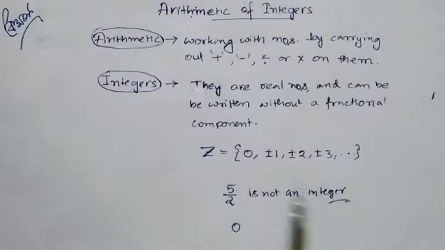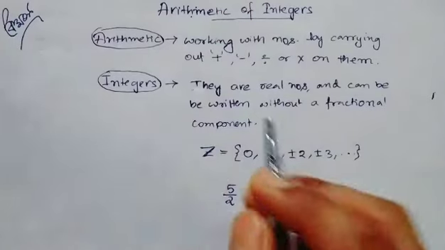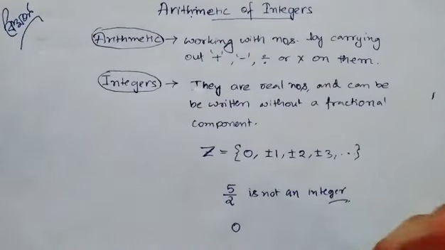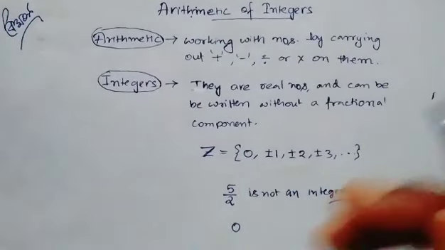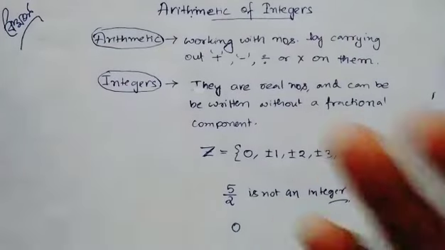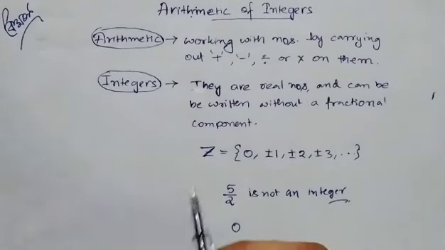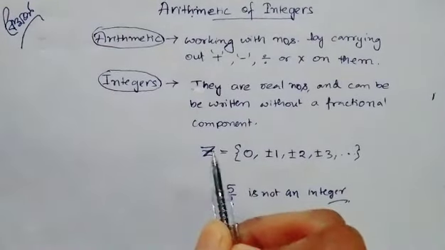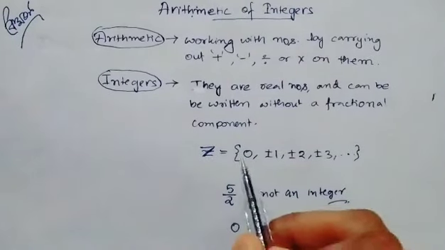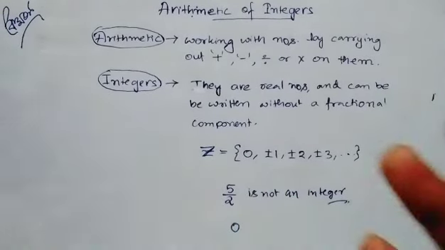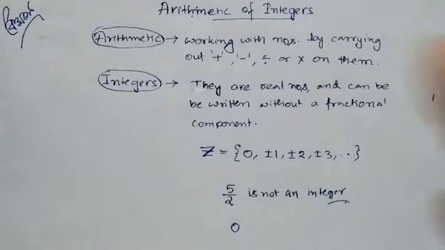So for your information, integers are real numbers and they can be written without any fractional component. If I have to write the set of integers, it is basically represented by Z, and it contains the number 0, plus 1, minus 1, plus 2, minus 2, plus 3, minus 3. So if I ask you if 5 by 2 is an integer, it is not an integer. It is a fraction.